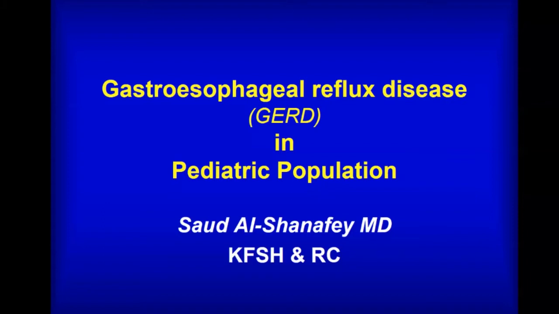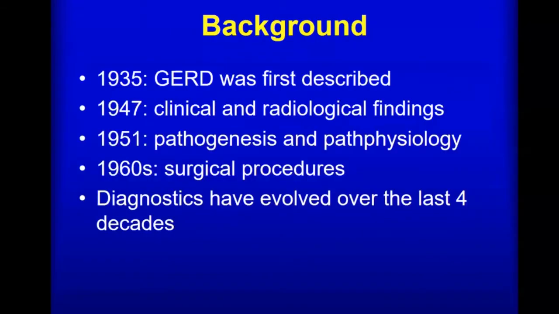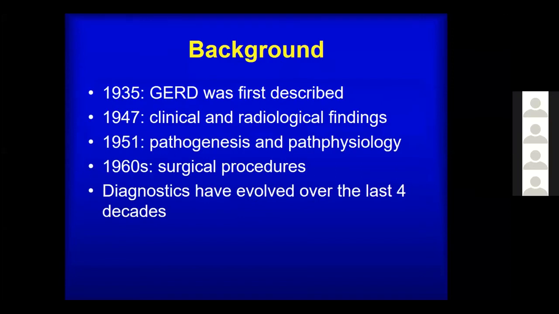You will start realizing that the subject is very fruitful and it's not as straightforward as you think it is. Gastroesophageal reflux disease was first described in 1935. In 1947, the clinical and radiological findings started to be elucidated. In 1951, the pathogenesis and pathophysiology were partially explained. And in 1960, the surgical procedure was done.